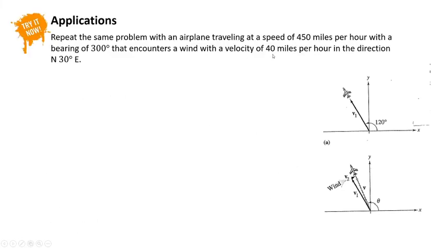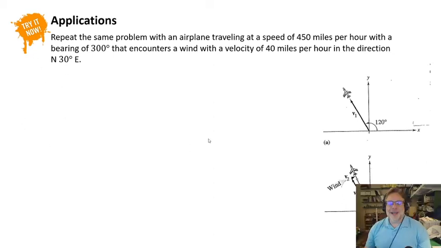All right, so take some time on this one here. It's a very similar problem. Repeat the same problem with an airplane traveling at a speed of 450 miles per hour with a bearing of 300 degrees that encounters a wind with a velocity of 40 miles per hour in the direction north 30 degrees east. So this is really giving you an exercise on being able to convert between bearing and north, the other ways in which we've described angles versus the way that we describe angles in our trigonometry class here. So take some time for this.